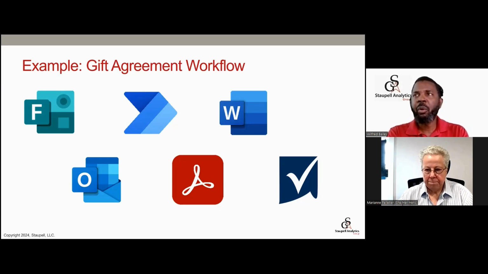Microsoft Forms was used to get this data. Power Automate then took the data that was submitted and put it into a Word template. This template was then emailed to the gift officer using Outlook. A copy of the pledge agreement was sent back to the development officer as a PDF, and an entry was added into Smartsheet to be worked by the gift agreement officer and records and gifts.